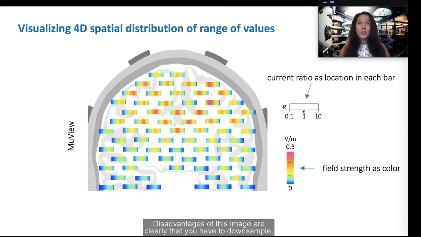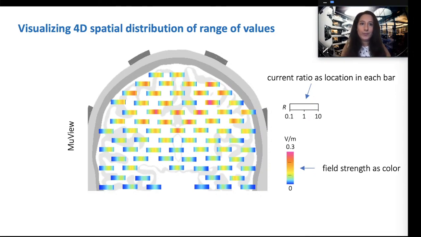So disadvantages of this image are clearly that you have to downsample and you might even miss the most interesting parts, and we only have a 2D plane. This software does allow you to do this in 3D, but then we arrive at the same problem we've seen before, that it is almost impossible to see where in space each data point is, where it belongs, without rotating the view.